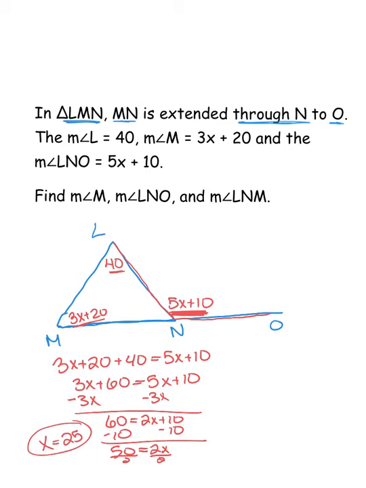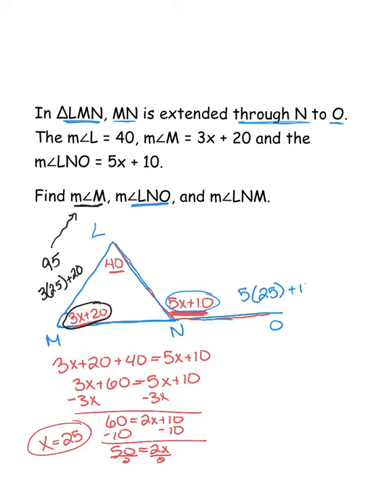Now I'm going to go back and look, what do they want me to find? The first thing they said to find was angle M. This is angle M. So in the calculator, 3 times 25 plus 20 gives me 95 for angle M. The second thing that they're asking me to find is angle LNO. LNO, that's this one. So 5 times 25 plus 10, that gives me 135.